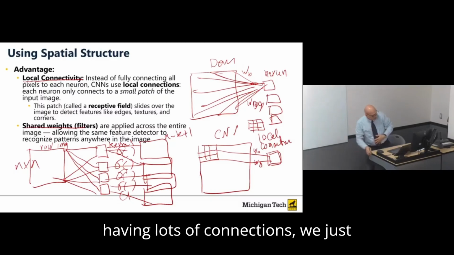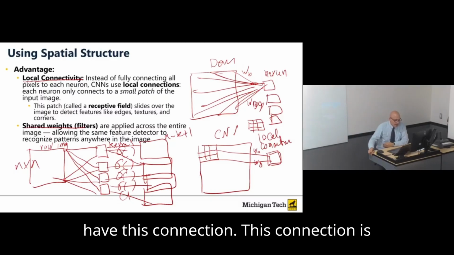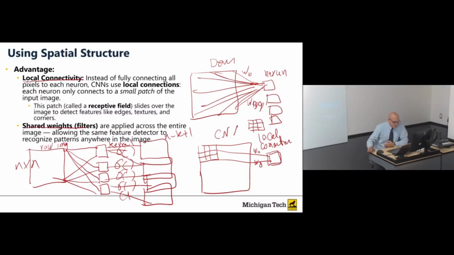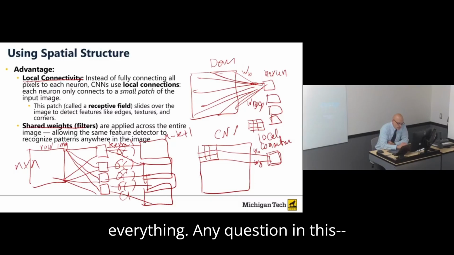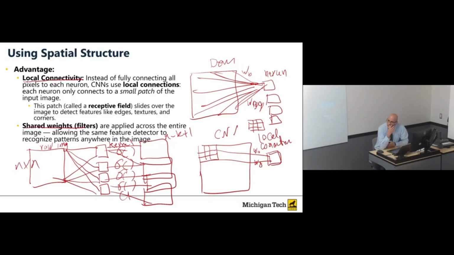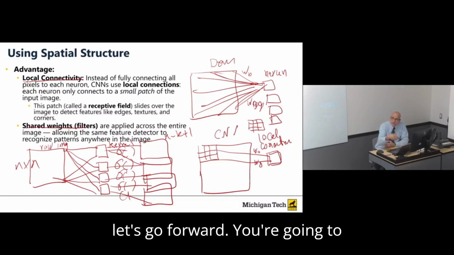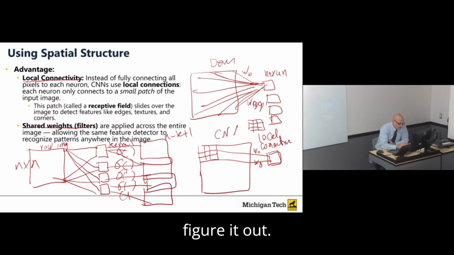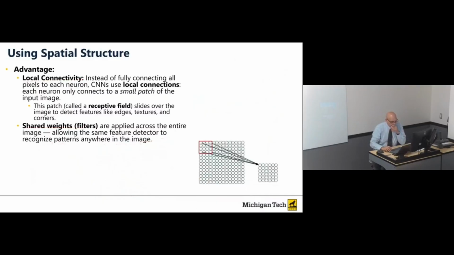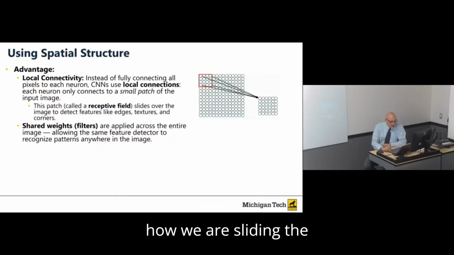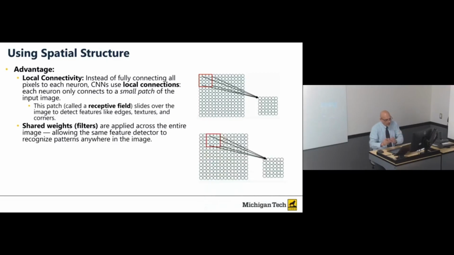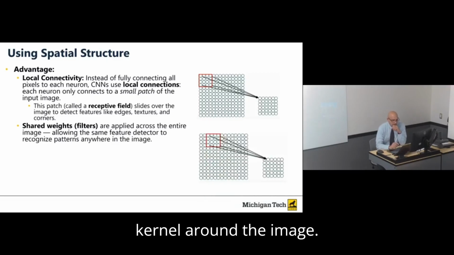Instead of having lots of connections, we just have this connection, which is very efficient mathematically, in memory, and in everything. Any question on this? Let's go forward. You're going to figure it out more. Here, as you can see, it shows how we are sliding the kernel around the image.